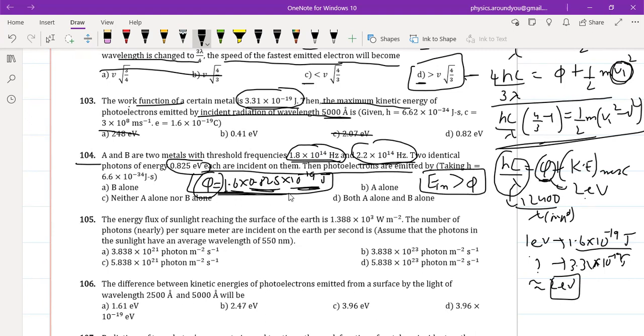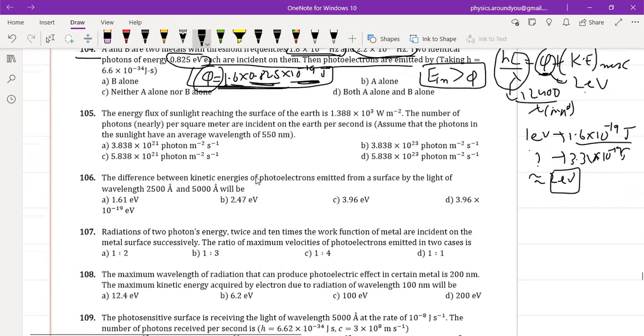I have got to know 5. I will calculate h nu and see which of these will be greater than the number given here; that will emit the photon. That is question number 104. Now question 105. Number of photons incident per square meter per second.